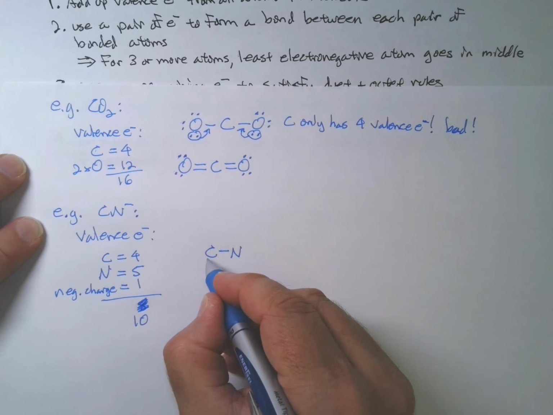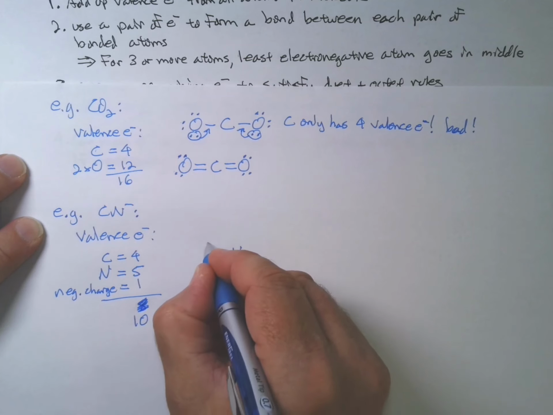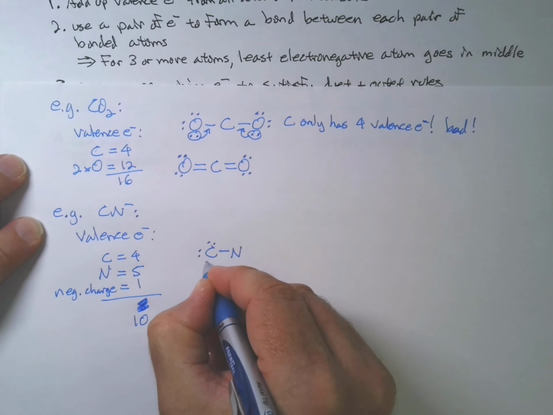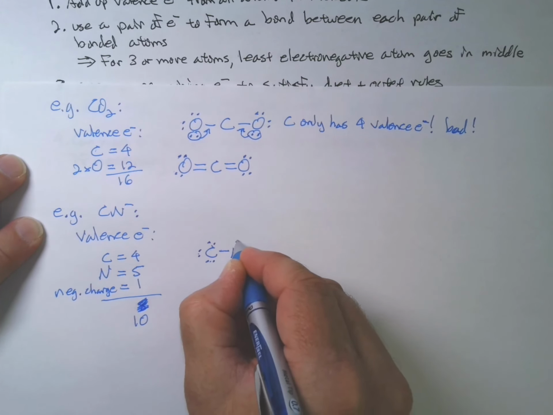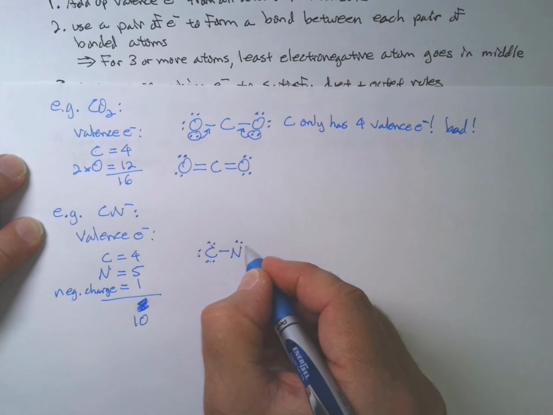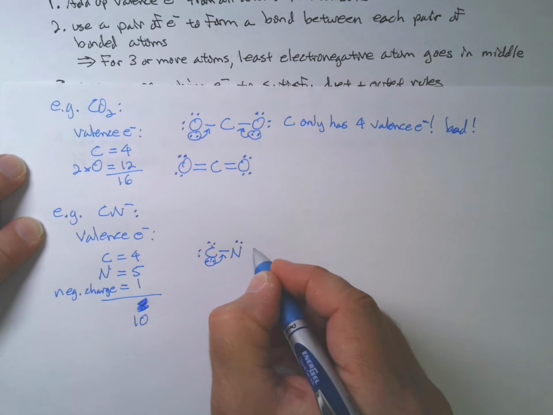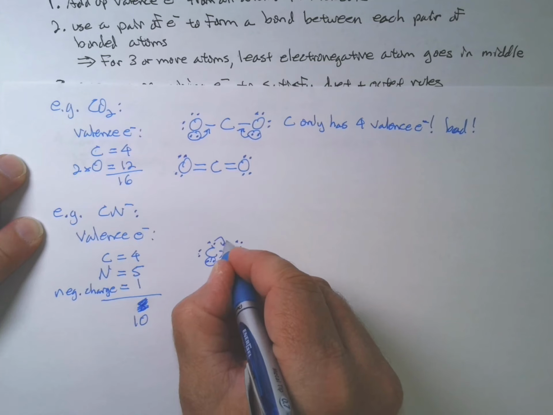And if I start putting them around, my carbon here, 4, 5, so 2, 4, 6, 8, 10, that's not so good. I'm going to have to move some of these over. That still won't give me enough. I have to move more over.